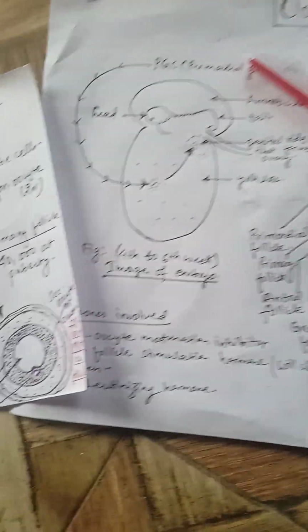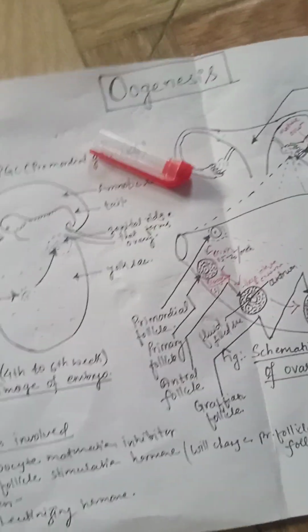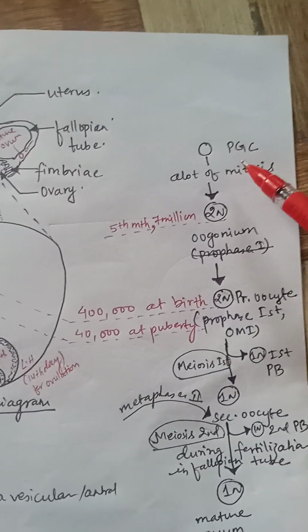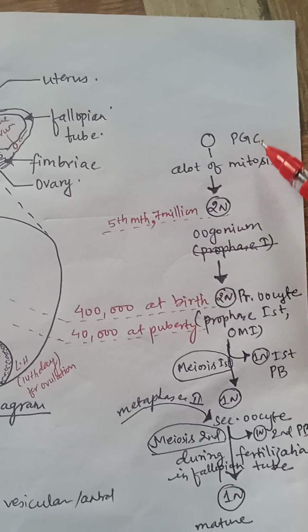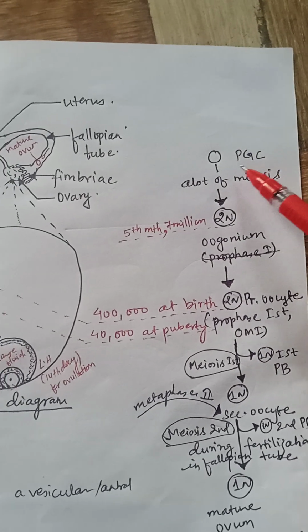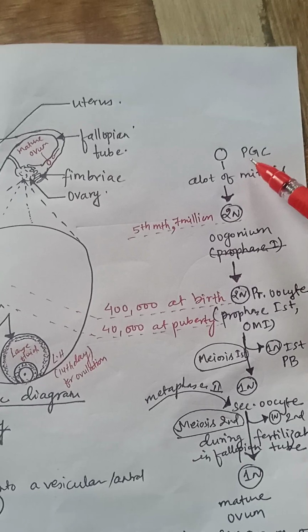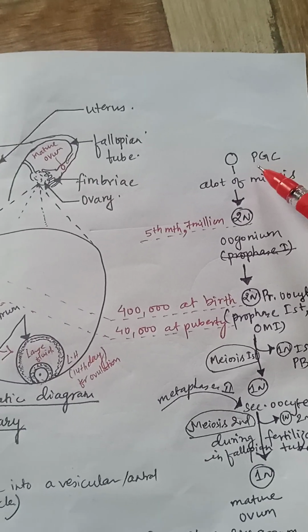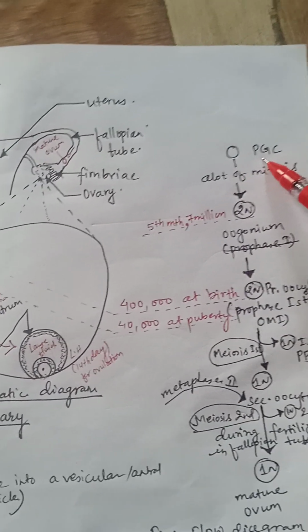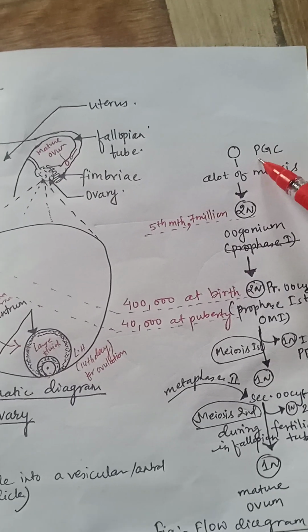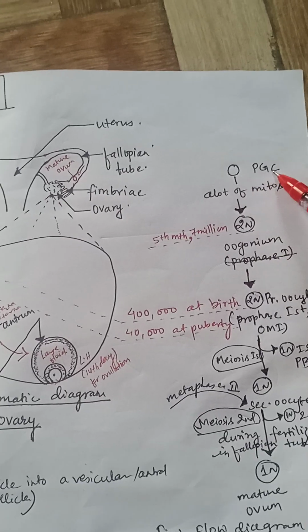So this is all about how the mature ovum is formed, right from the primordial germ cells. Sorry, primordial germ cells are stem cells. So whether it is the formation of sperm or ovum, both of the gametes, or sex cells, form from these primordial germ cells.